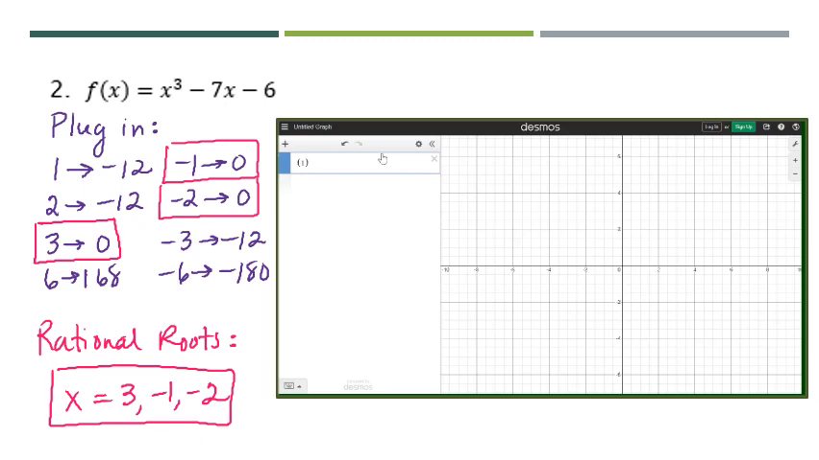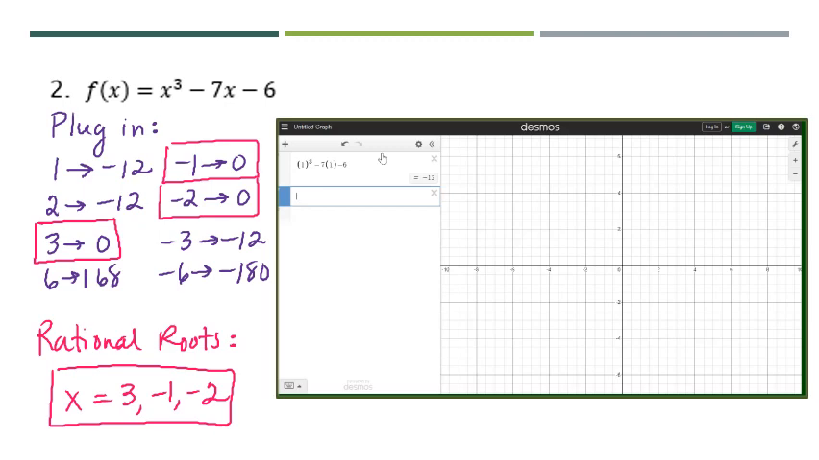So I'm going to do 1 cubed minus 7 times 1 minus 6. I took all of my x's and replaced them with one of my possible rational roots, which is 1. And it tells me that my answer is -12. That's why you see on the left side there, it says 1, and then there's an arrow pointing to -12. If you plug in x equals 1, the value of that function at 1 is -12. But I want to show you a way that you can do this a little bit quicker.